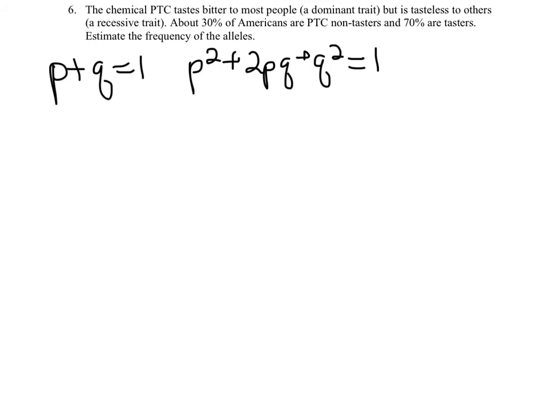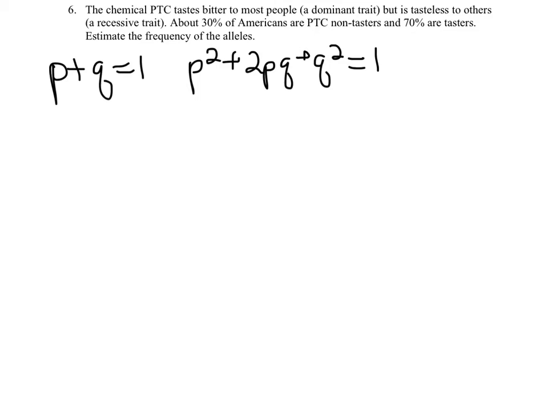Okay, the chemical PTC tastes bitter to most people. It's a dominant trait, but is tasteless to others, a recessive trait. About 30% of Americans are PTC non-tasters and 70% are tasters. Estimate the frequency of the alleles.